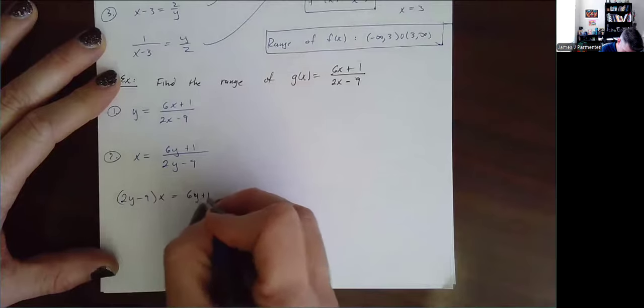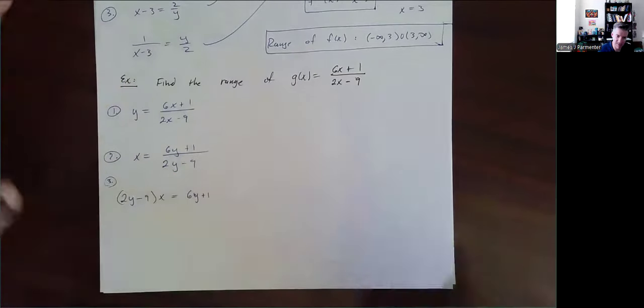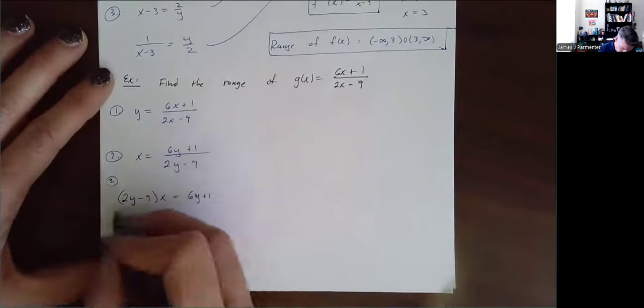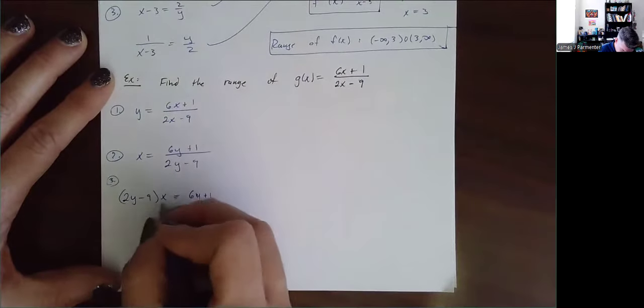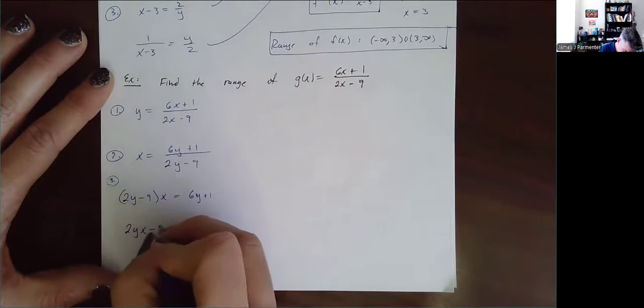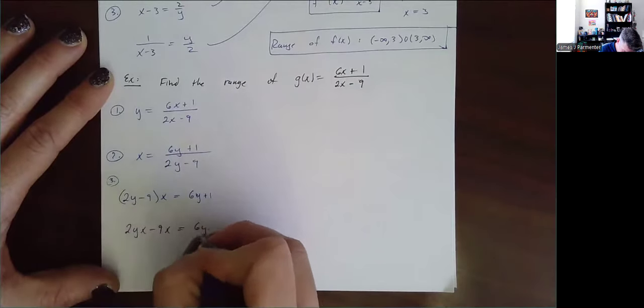Sorry, I figured right. This is step 3. You don't really need to write down these step numbers. I just like to do it so I'm consistent. So now solving for y, distribute the x on this left-hand side. So you have 2 times y times x minus 9 times x equals 6y plus 1.